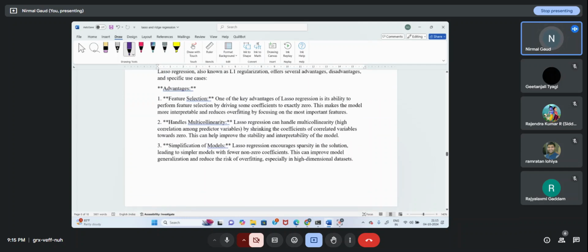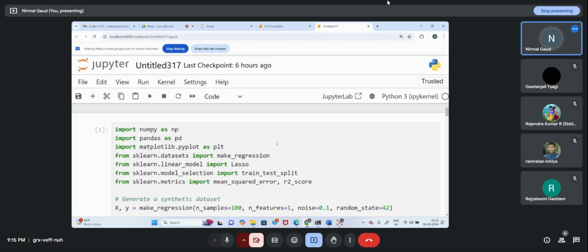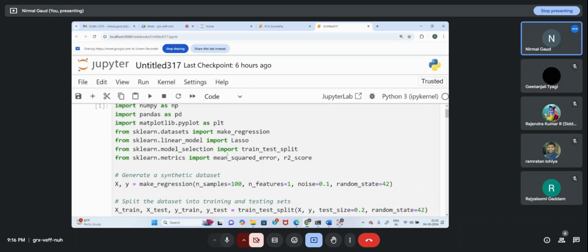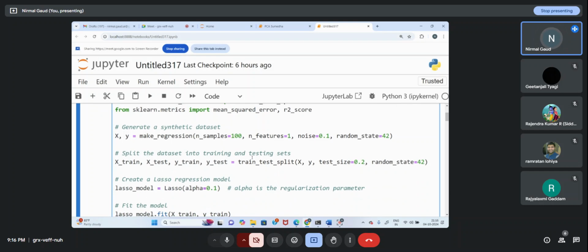So we have some advantages related to that, and I do have some code also. If I show you the code, this is the code for Lasso and Ridge. I took Lasso first. Lasso is present in linear model only. Polynomial, which I taught yesterday, was not present. For polynomial we just have to convert the features into polynomial values. Lasso is present in linear model, and we are making a synthetic data here.